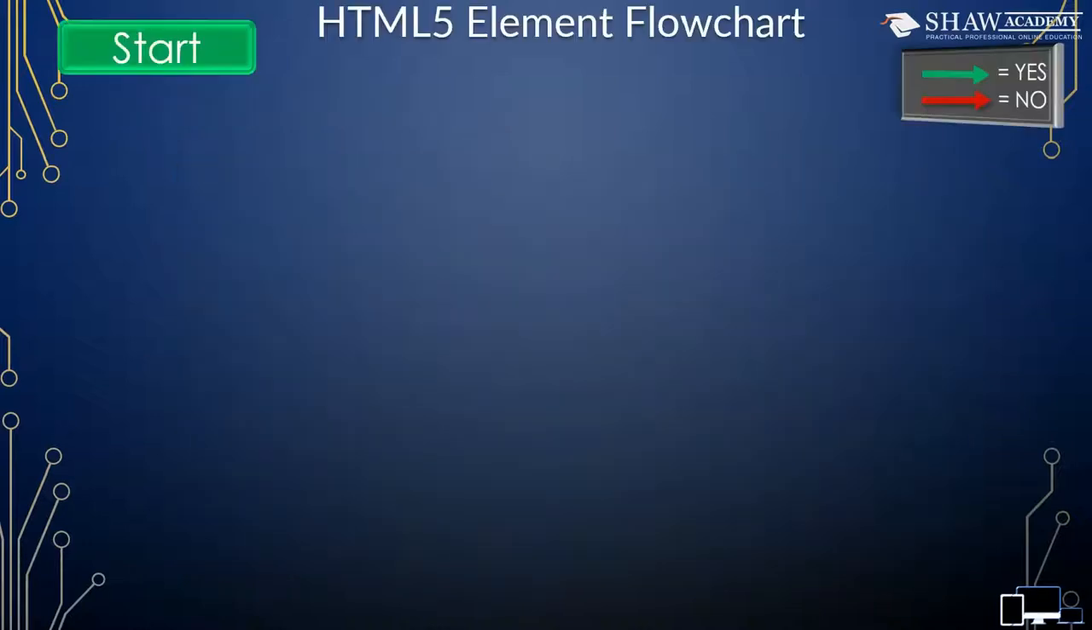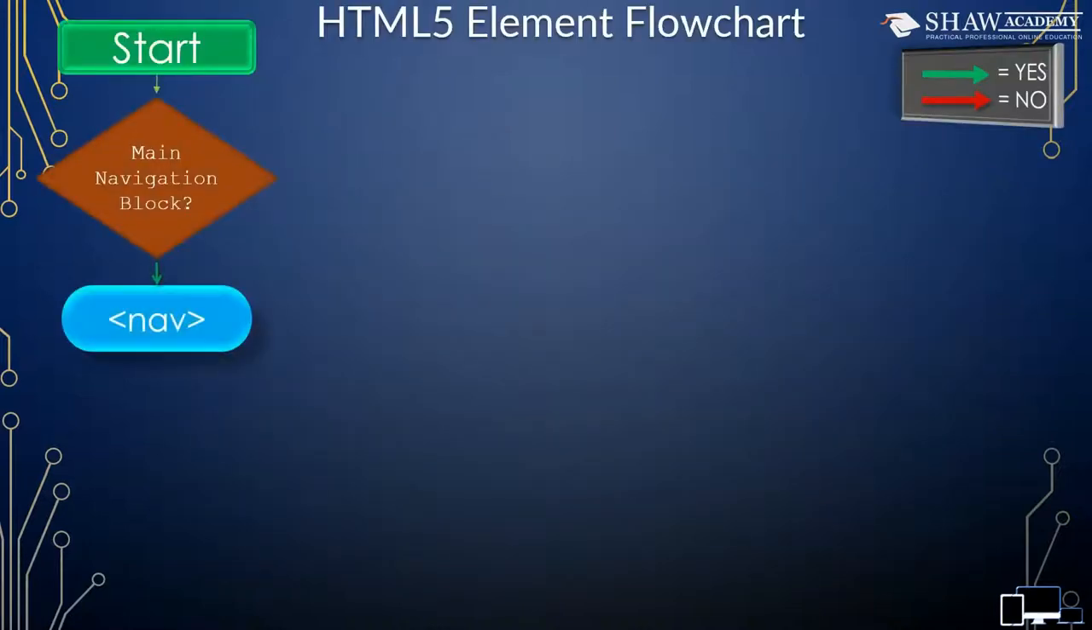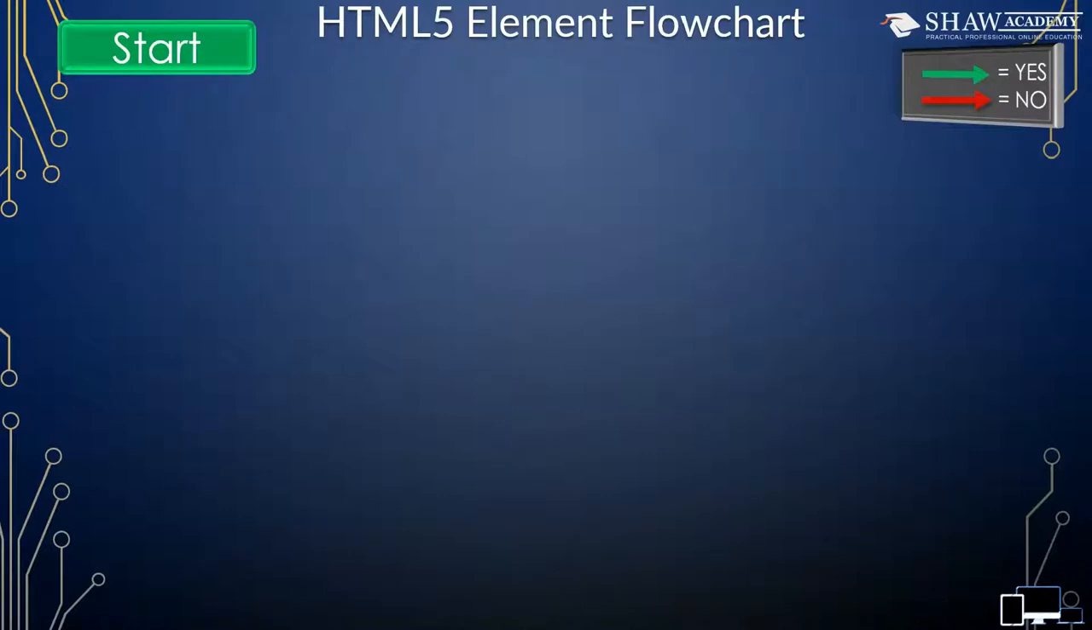All right, so I've got a nice flow chart here for us to work with. Just like when we had that image flow chart to let you know whether you should use a GIF, a PNG, or a JPEG, this is kind of the same thing. We're going to use this flow chart to decide what tag we should be using for different sections of the website.